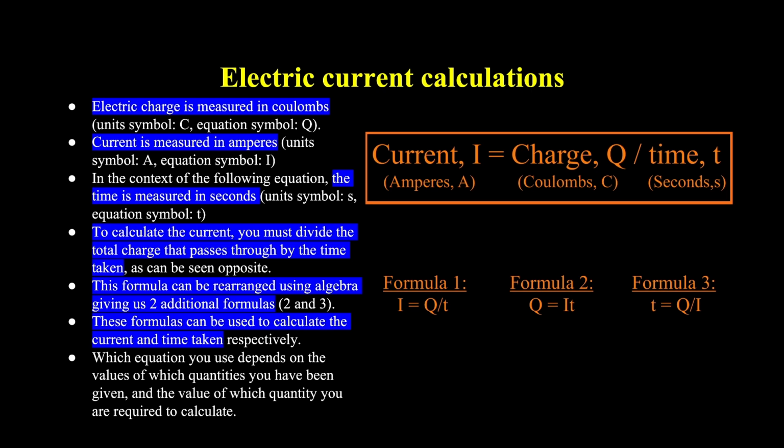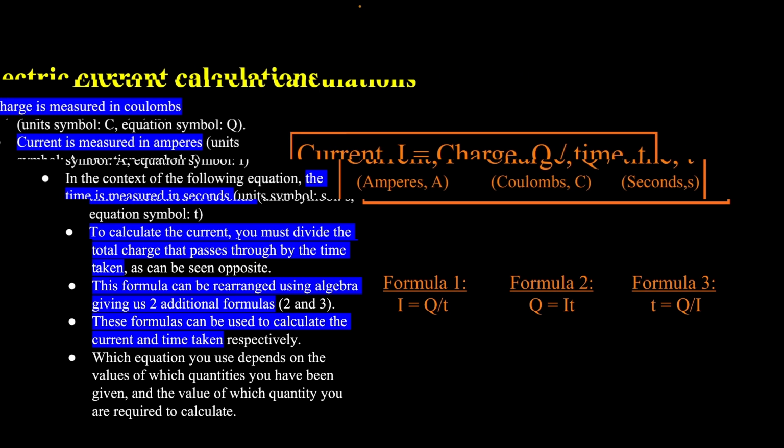Which equation you use depends on the values of which quantities you have been given and the value of which quantity you are required to calculate. For example, if you are given the current and time, you will probably be asked to calculate the charge. And if you're given the charge and the current, you'll probably be asked to calculate the time taken. Okay, so now let's look at some practice questions.